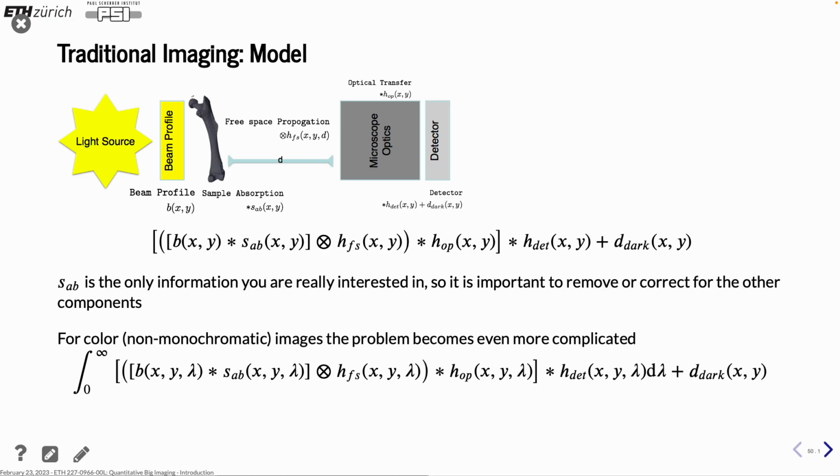And if you do color imaging, it's even more complicated, because then you add a lambda here. So every wavelength has its own response through the system. Could be that you have maybe colored filters in your system that cut out some parts of the wavelength. Could also be that the sample itself reacts differently at different frequencies or wavelengths. So there is a lot of complexity that can be added if you do polychromatic imaging.